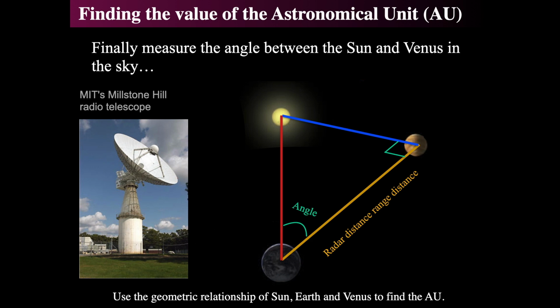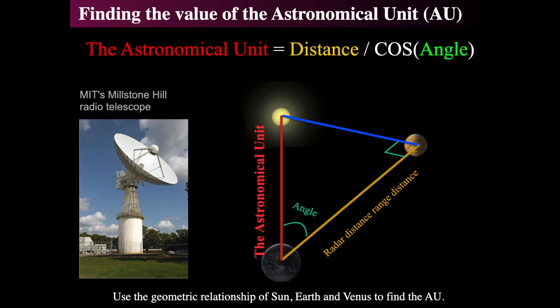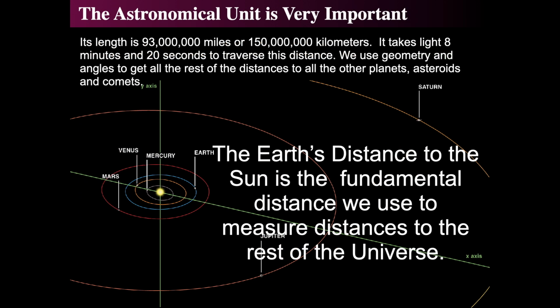Now, going back again to high school geometry, that's why we want to choose Venus at this particular location in the sky, because the astronomical unit is then the distance divided by the cosine of the angle, not the tangent, the cosine. The cosine of that angle is the adjacent side divided by the hypotenuse. And so we just rearrange the equation so that the hypotenuse is on the left-hand side, and we get that. Now, what's funny is those things are easy to measure. That angle is easy to measure. That radar distance is easy to measure. And so therefore, that's how we know that the astronomical unit is 150 million kilometers, or 93 million miles.